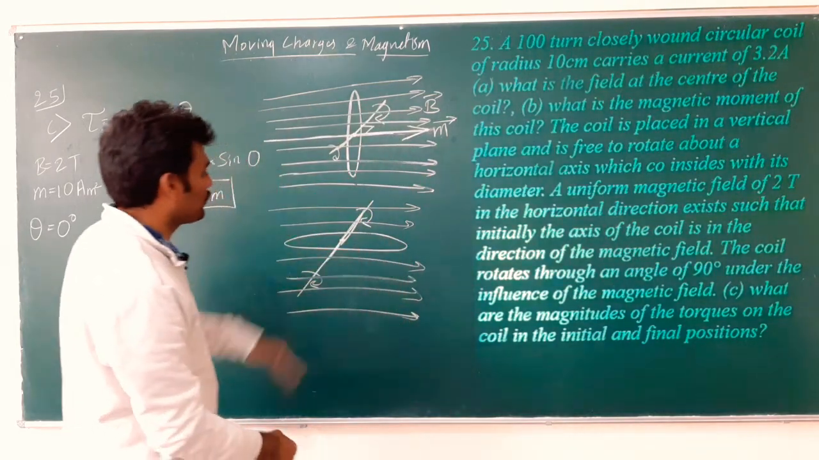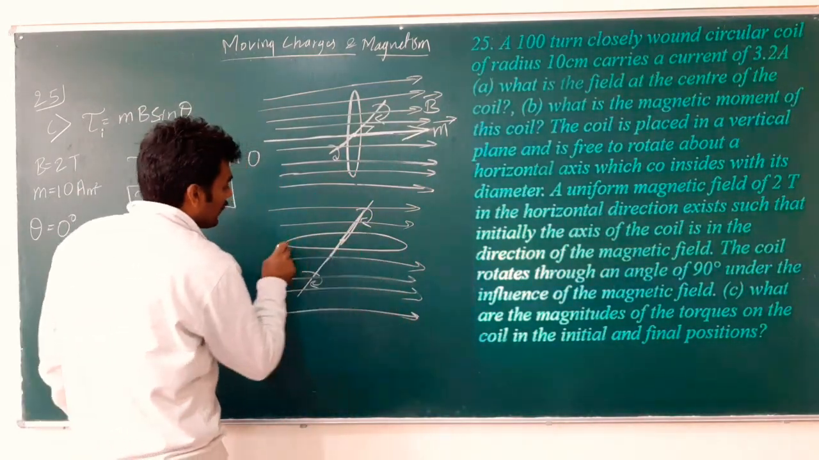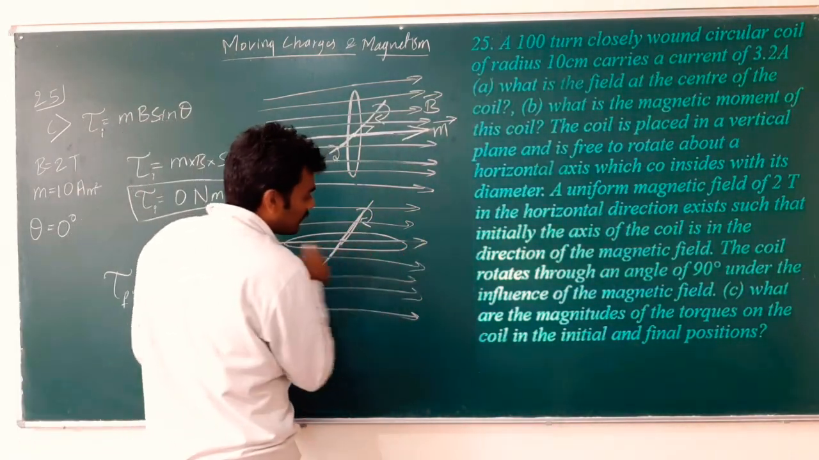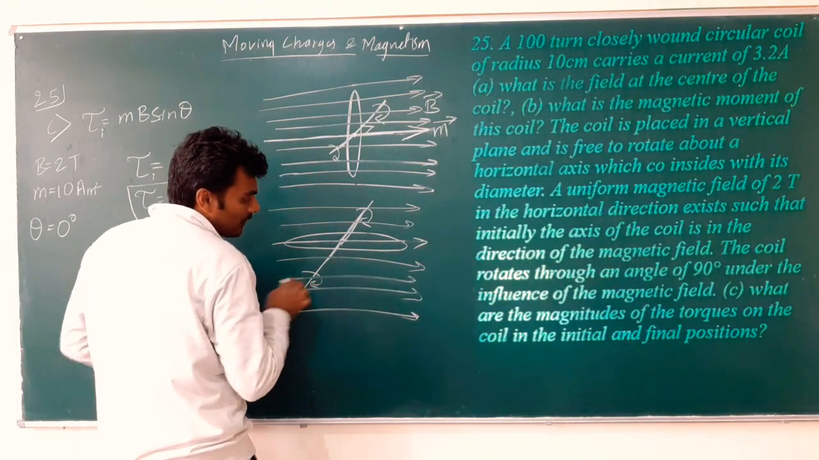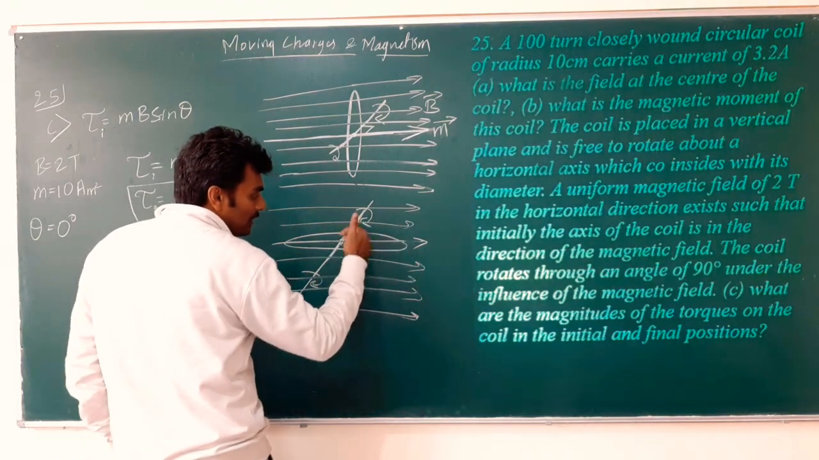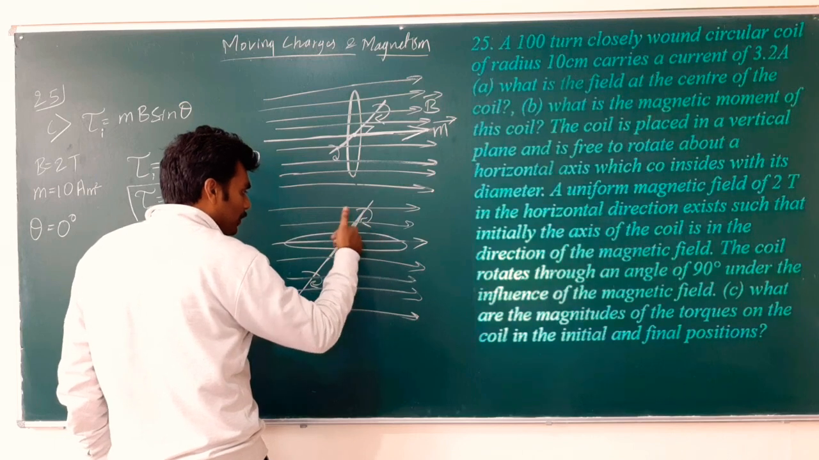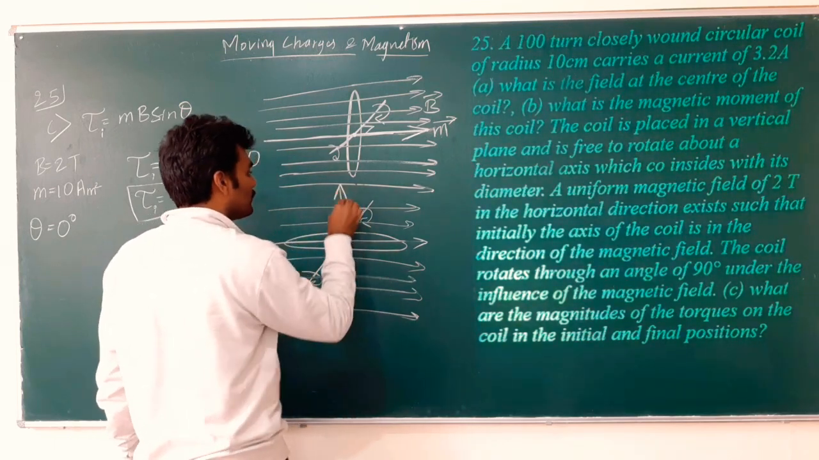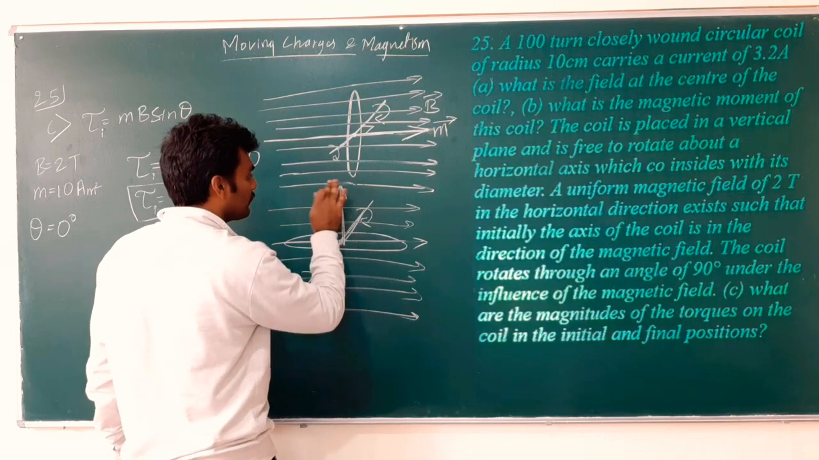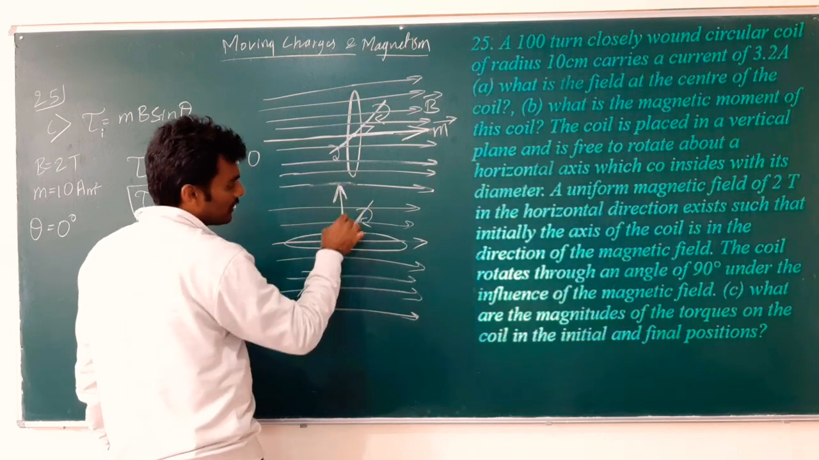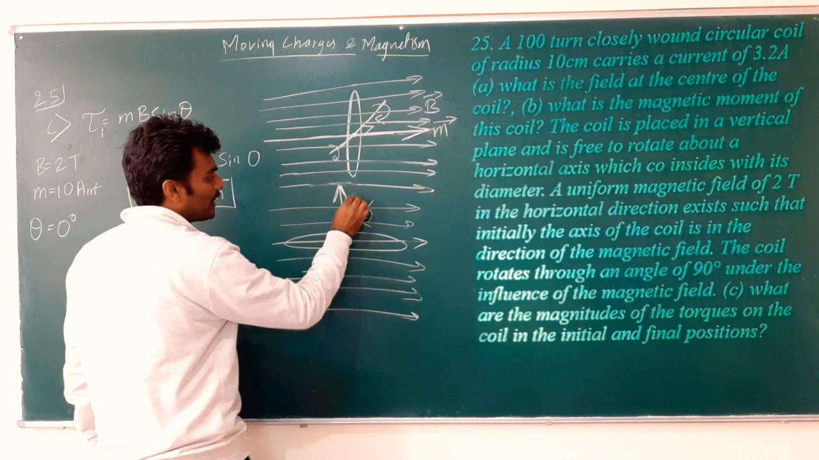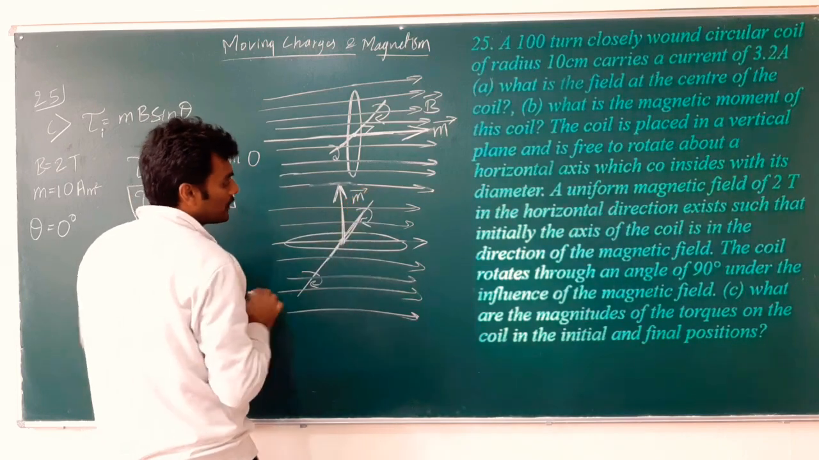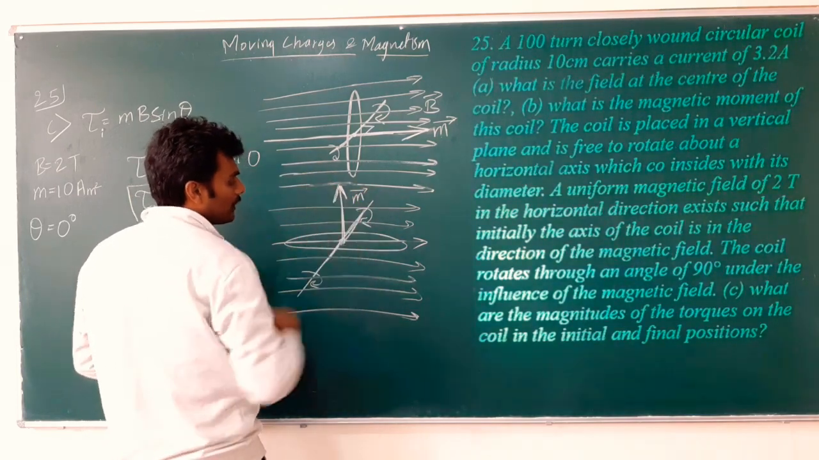So this is the final position. Now the direction of the magnetic field is set, it is horizontal. This time the magnetic dipole moment will have the direction normal to the plane always, which means like this.